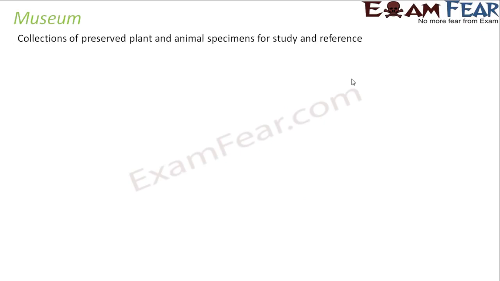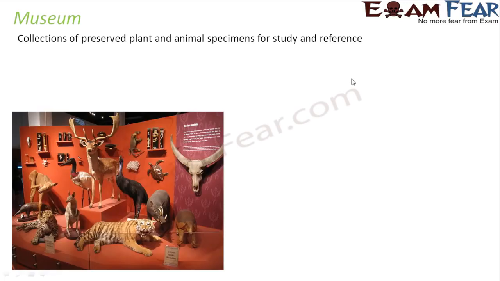Okay, the next one is the museum. We all know what a museum is. It is basically a collection of preserved plant and animal specimens for study and reference. It is again a building for this purpose, where we can preserve plant specimens as well as animal specimens, so that we can refer to them as and when needed. Here is an example of a museum which preserves animal specimens.